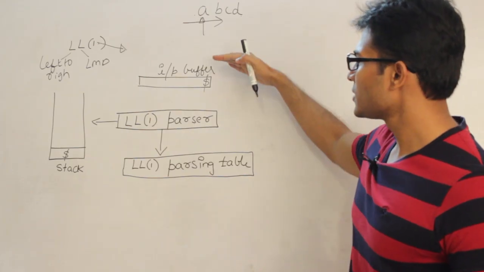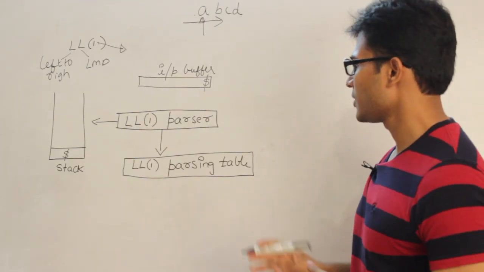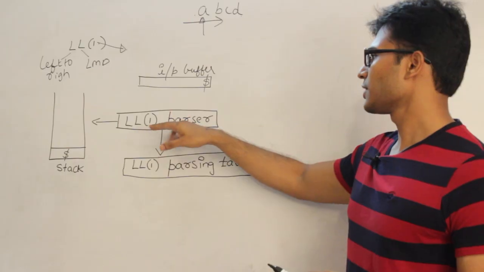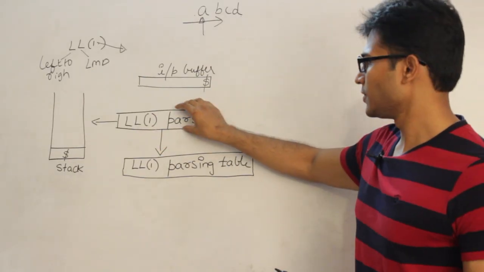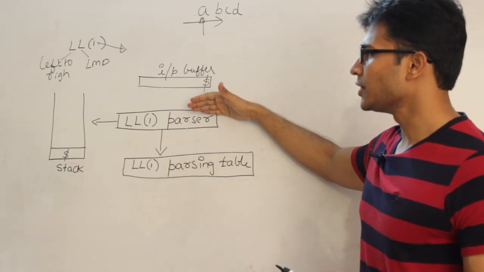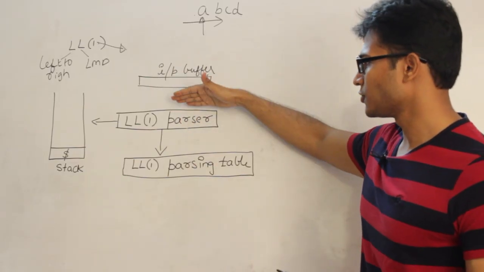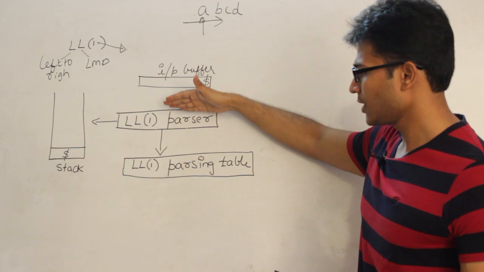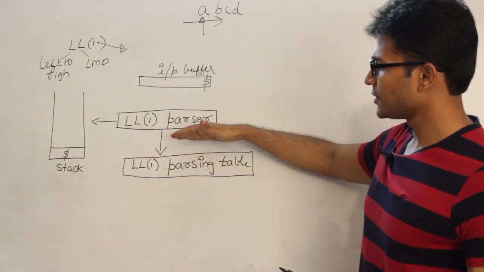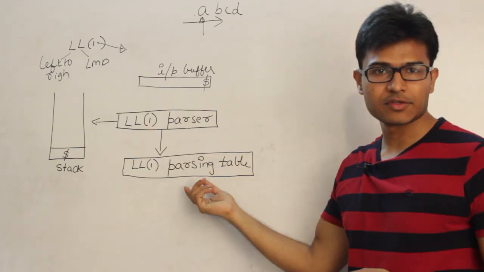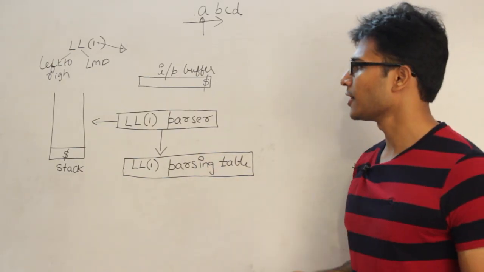And if you look at any general parser, it is going to have all these components. First component is the LL1 parser, which means the parsing algorithm, which will talk about what action we should be taking. That is about the parser. And second is the LL1 parsing table. Parsing table means it is a data structure which we shall construct using the given grammar.